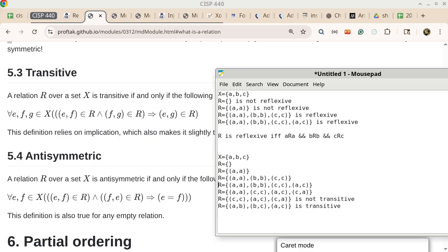What about the next one? That is also anti-symmetric. So tell me how you can make this implication false. Okay, so E is A, F is C. AC is in R. Yes, we got that. But is CA in R?